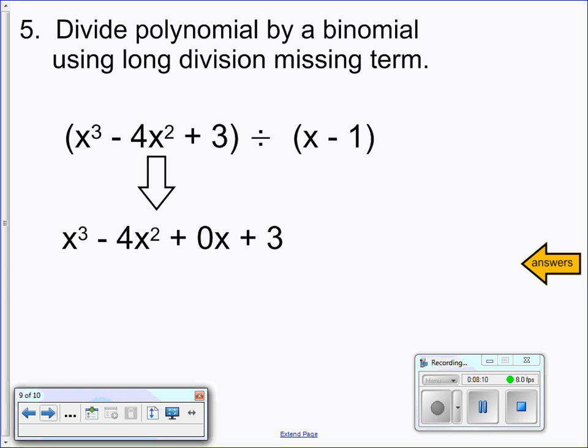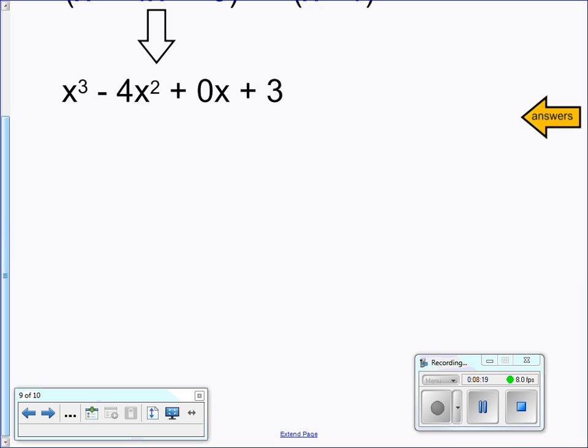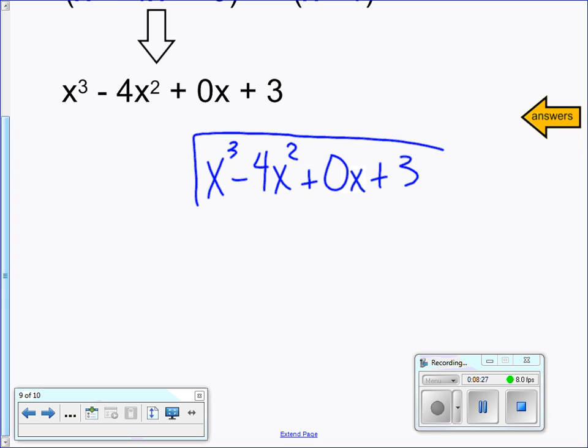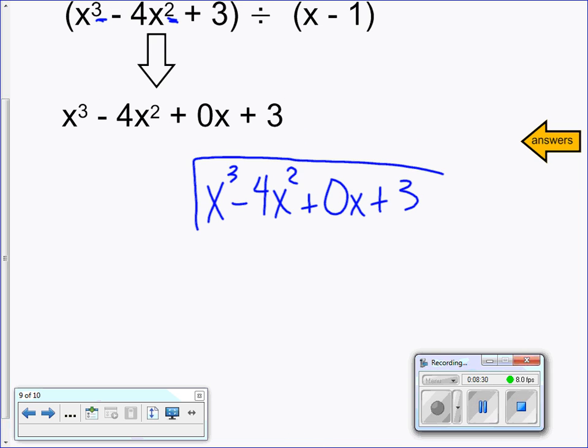All right, this time we notice that it goes x cubed, x squared, but we're missing an x. So we just plug in 0x. So I have x cubed minus 4x squared plus 0x plus 3, all divided by x minus 1. So x cubed divided by x is x squared. X squared times x is x cubed. X squared times negative 1 is minus x squared.